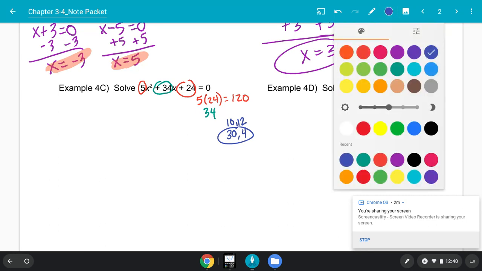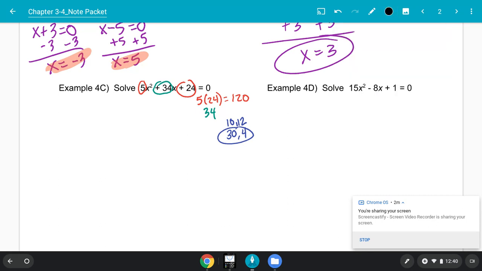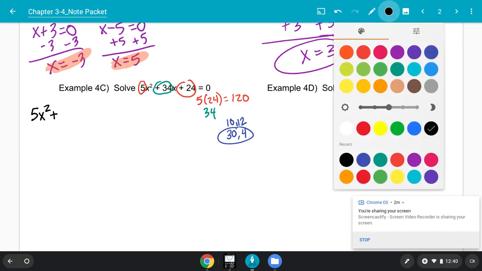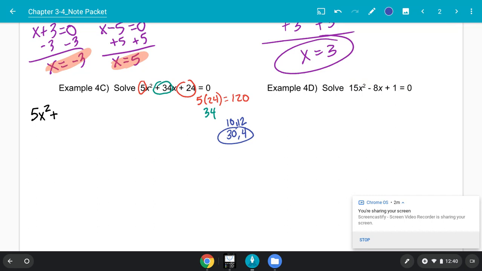So this is what we're going to do. We're going to go 5x² plus, now instead of writing 34x, we're going to write it in two separate chunks. We're going to do 30x and 4x. Just to clarify, 30 plus 4 is 34. So this looks a lot different, but it still has the exact same value.